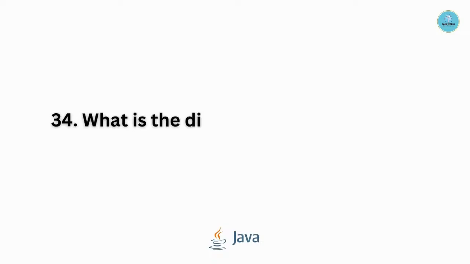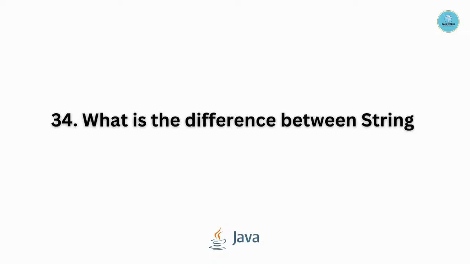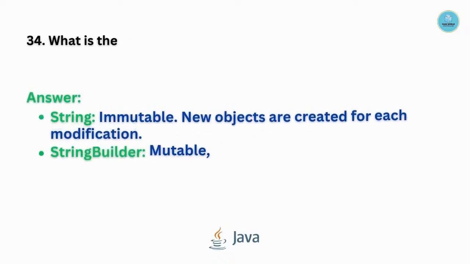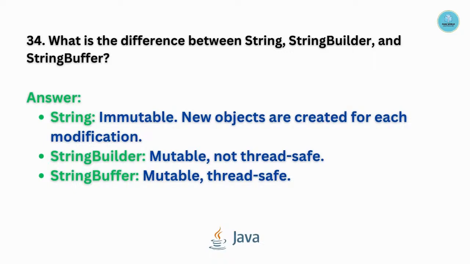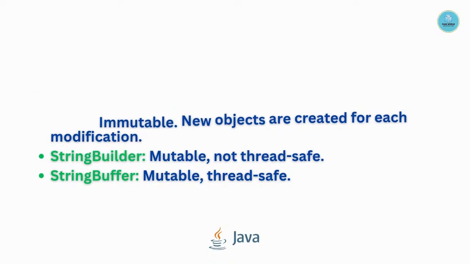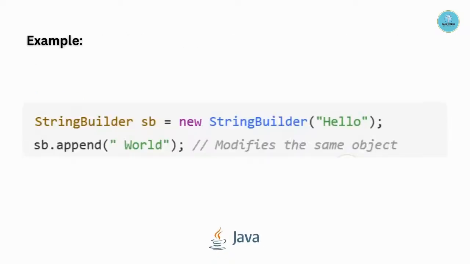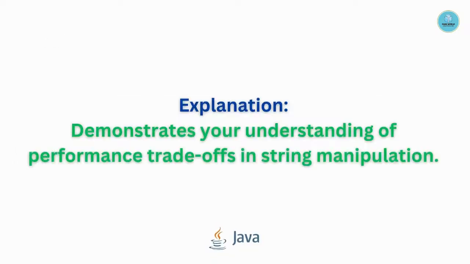Question number 34. What is the difference among String, StringBuffer, and StringBuilder in Java? String is immutable. New objects are created for each modification. StringBuilder is mutable, not thread safe. StringBuffer is mutable, which is thread safe. Example is as follows. Demonstrates your understanding of performance trade-offs in string manipulation.